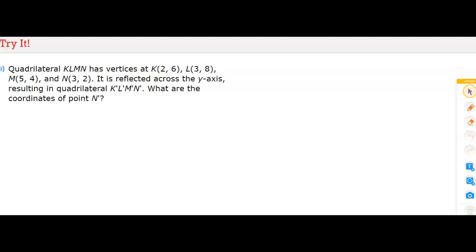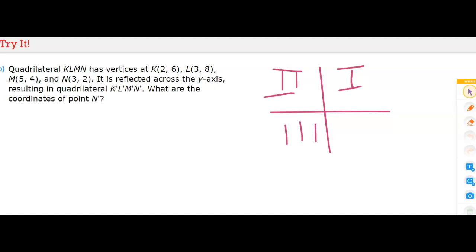I'm going to see if I can explain this without drawing it. It's asking us the coordinates of N. If you notice all of the points in KLMN, you know what? I have to draw a picture. I can't show this without drawing a picture. So here's a quick picture of the graph. We do know that we have quadrants 1, 2, 3, and 4. Let me write it this way.